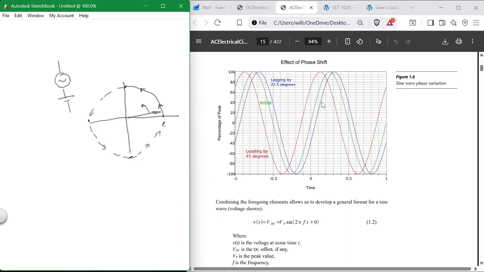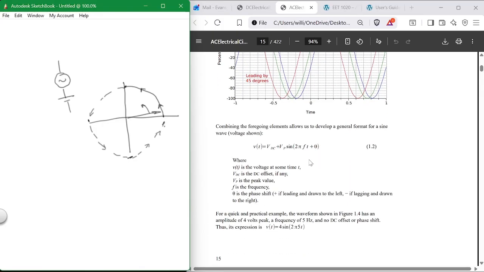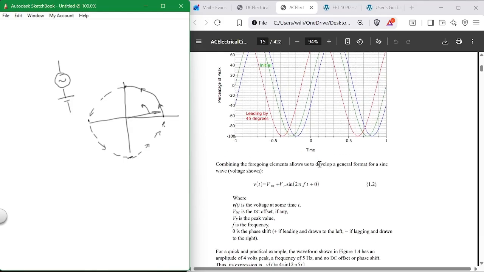That's why these sine waves are like this, okay? So now we have all the parts and pieces of a sine wave. We have a DC offset, we have a peak, and we have a frequency, and we have an offset of theta. So theta is our lead or lag offset. This is called the phase shift. Theta is the phase shift.